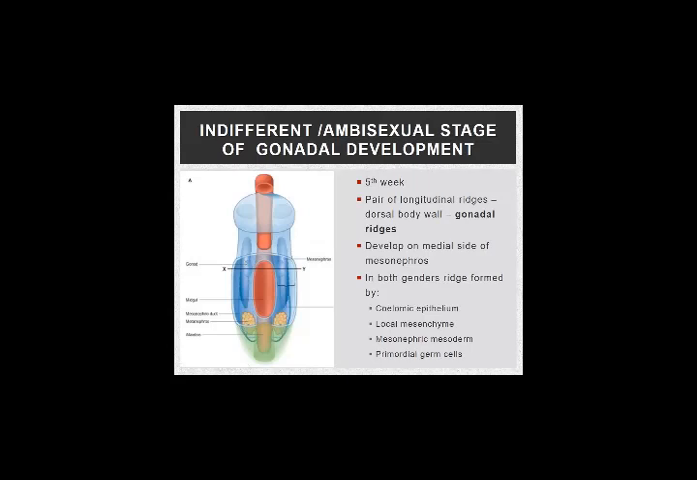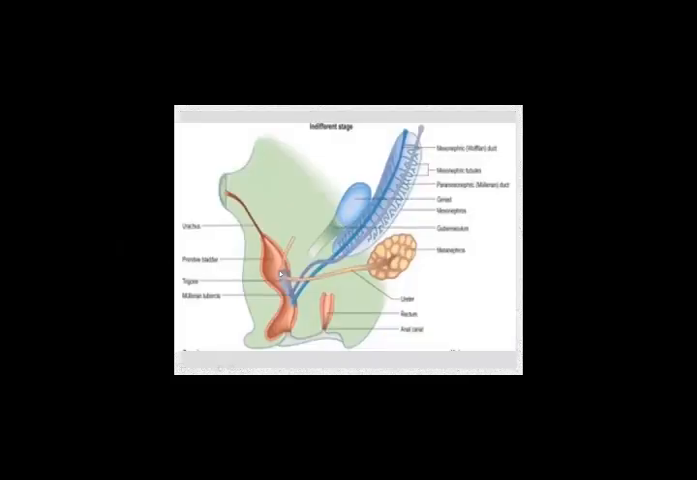Coelomic epithelium, the epithelium covering the posterior abdominal wall. Then you have the underlying mesenchyme, the local mesenchyme of the area. Then you have mesenchyme from the mesonephros, called mesonephric mesoderm, and then finally primordial germ cells. See this, this is the developing mesonephros. The dark blue is the mesonephros. This is the mesonephric duct.